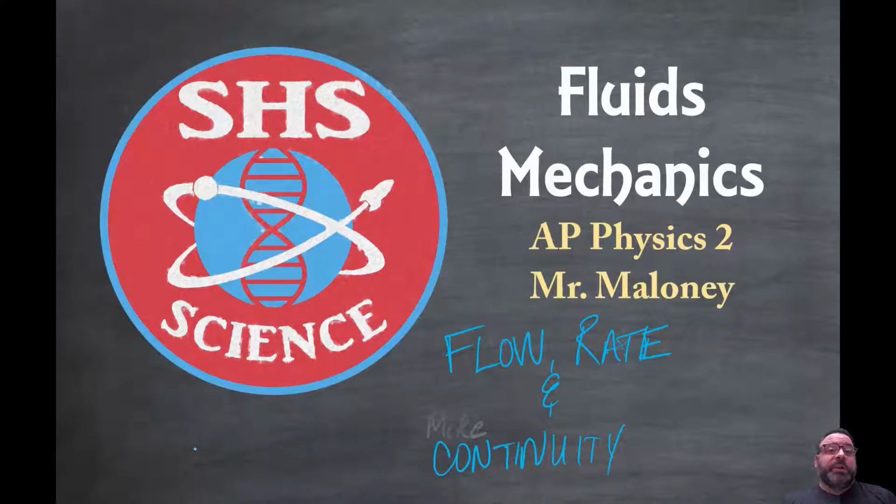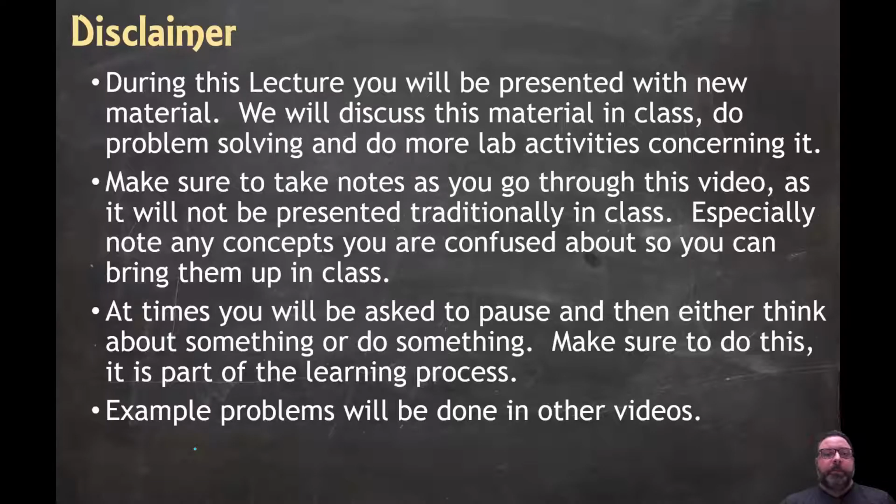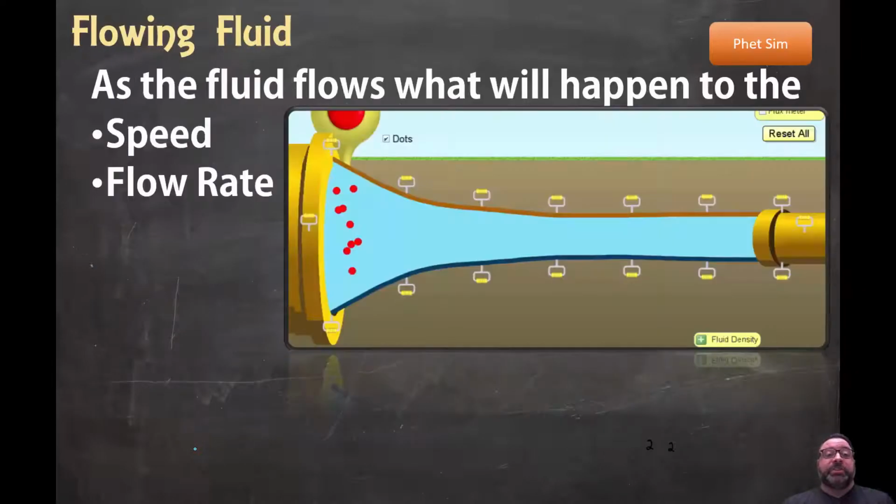Today we're going to have our first lesson talking about the physics of a moving fluid. So let's start with a question. Here we have a pipe where one end has a large diameter, the other end has a smaller diameter, and fluid's going to flow from the left to the right. And our question is, what's going to happen to the speed of the fluid and the flow rate of the fluid as the fluid flows from the left to the right? So just take a second to make a guess in your mind.